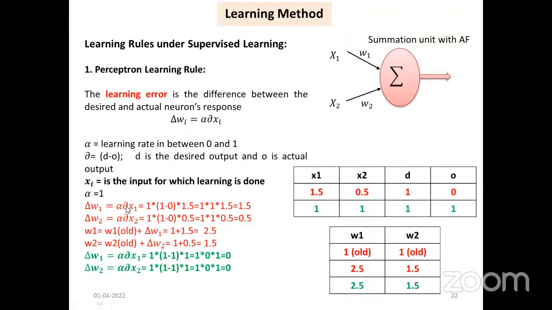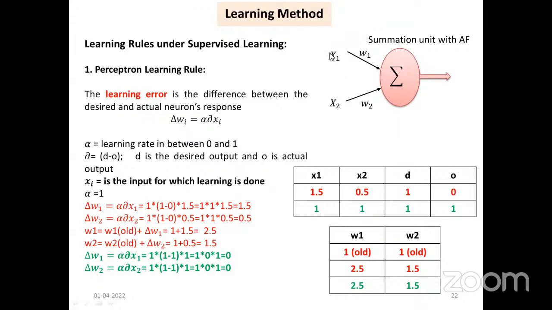And finally, we have xi. Xi is the input for which learning is done. For example, if you want to change the weight W1, then the input is X1, because for X1 we're going to change the weight. So if we consider the change of W1, then in place of Xi we have to give the value of X1. So that's why it is written here: Xi is the input for which learning is being done, right? So now we have this example.